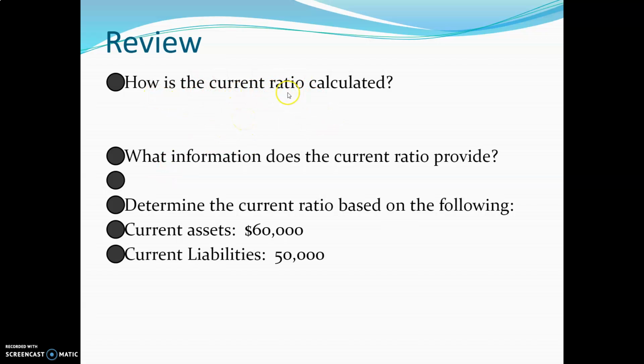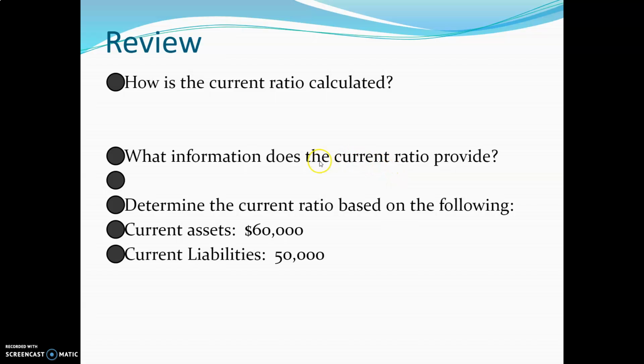How exactly do we calculate the current ratio? What information does it give? And determine how to actually calculate it using these figures down here. Now this probably gives it away. I'd encourage you to pause at this point and see if you can do these questions.